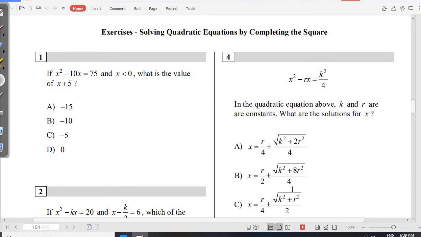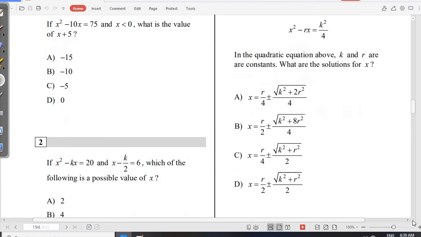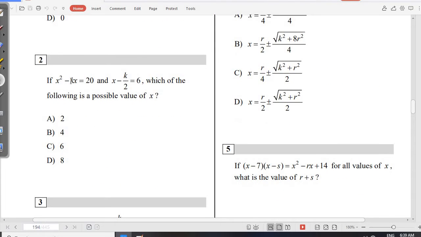So let's move to question number 2. Question number 2 says if x squared minus kx equal to 20 and x minus k over 2 equal to 6, which of the following is a possible value of x? So we're going to solve this by the difference of two squares method.